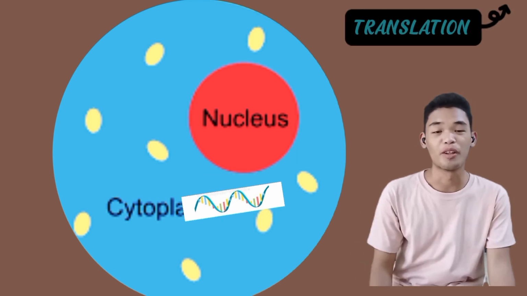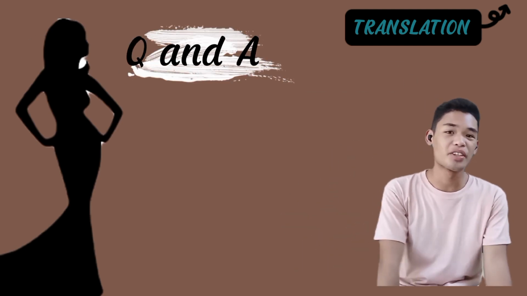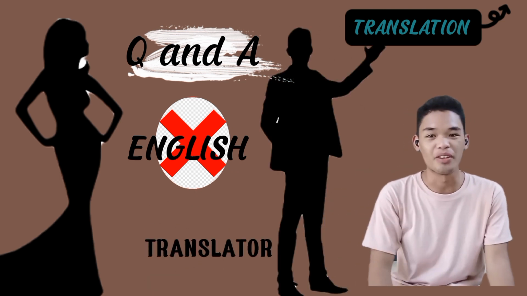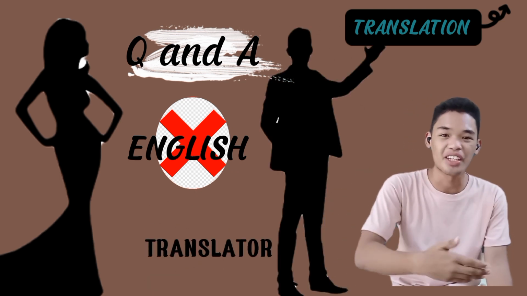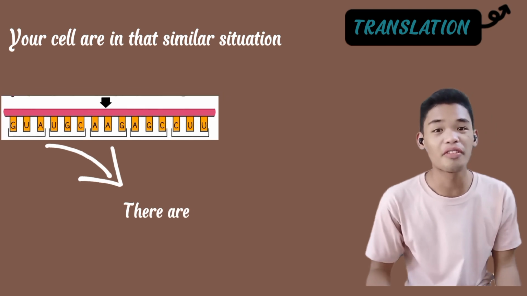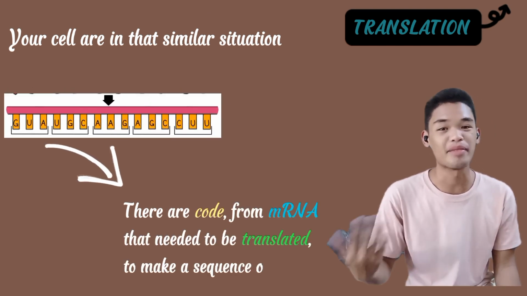I'm gonna give you an example. Imagine you are a contestant of Miss Universe, and here it comes, the Q&A part. So let's say that you don't understand English. So you need a translator to translate the question. So when the translator translates the question, you understand it and produce a winning answer. Cells are in a similar situation. They have code from mRNA that needs to be translated to make a sequence of amino acids.